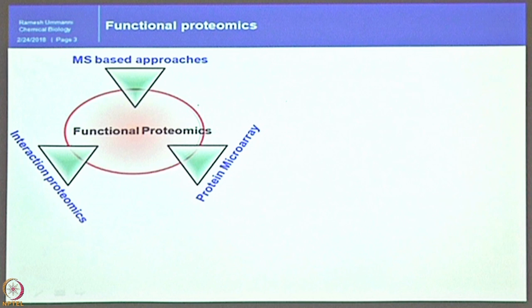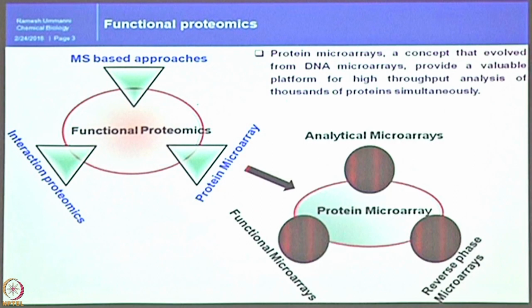In this case, as Sanjeeva highlighted in the morning, look at how the concept has evolved, how protein microarrays evolved in the research field. The concept evolved from DNA microarrays, which provide a valuable platform for high throughput analysis of thousands of proteins simultaneously. We all know that in traditional biochemistry labs, every time people used to clone one gene, make a vector, express it and wait to see what it does to the cell. They analyzed one protein at a time.